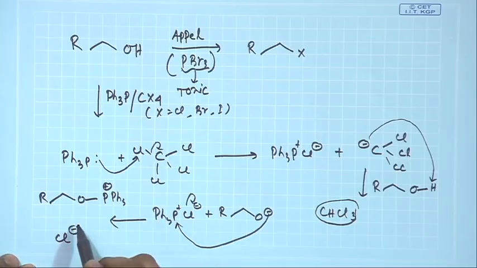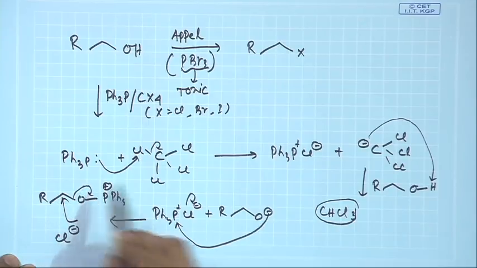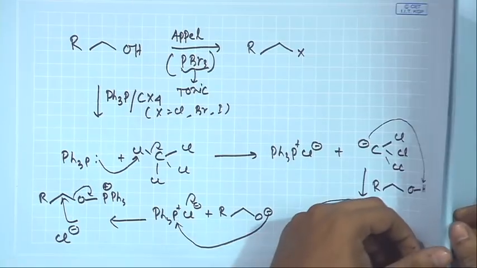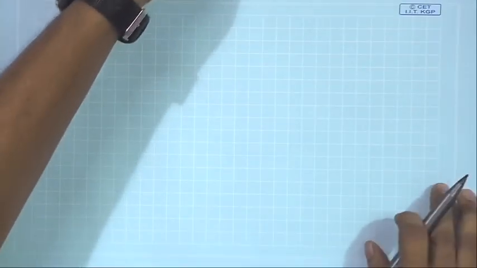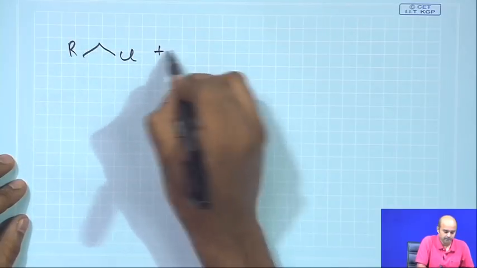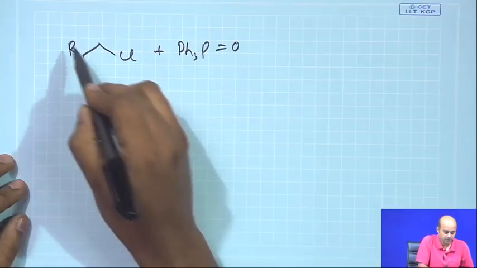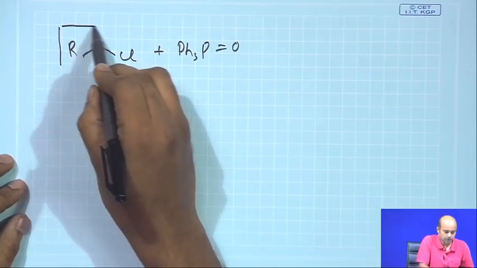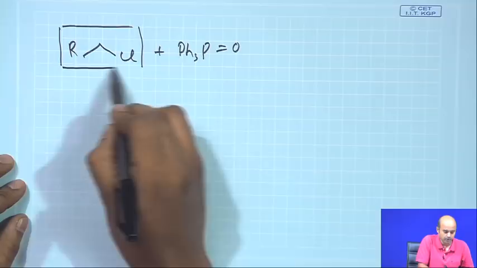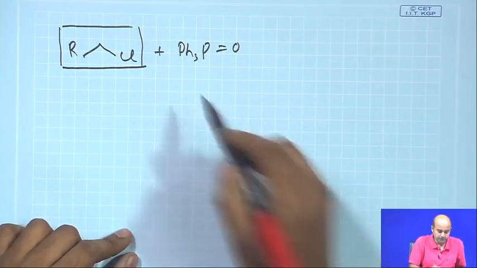So, now this Cl⁻ undergoes a standard SN2 reaction to give you the corresponding halide species, RCH2Cl, plus triphenylphosphine oxide. So, this is your final product, which you get in one step by the Appel reaction. Now, this Appel reaction is very useful.